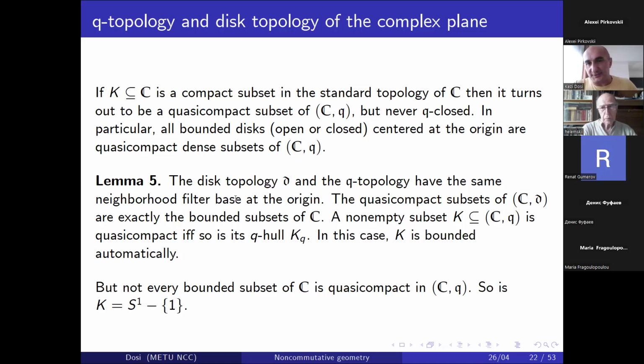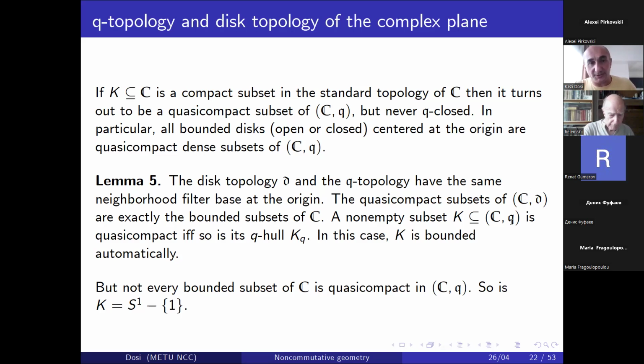Okay, some description of these two topologies. For example, the disk topology and the q-topology have the same neighborhood filter base at the origin. At the origin, they are the same. Quasi-compact subsets of the disk topology are exactly the bounded sets. So every bounded set is quasi-compact, and conversely, every quasi-compact set is bounded.